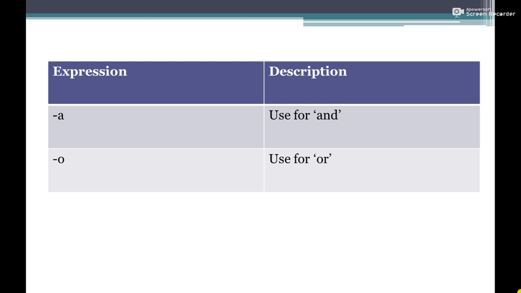And in the AND expression, if any one condition is false, the output will be false. And in the OR expression, if any single condition is true, then the output will be true. So these are the expressions which we can use in the scripting language by using the control structure.